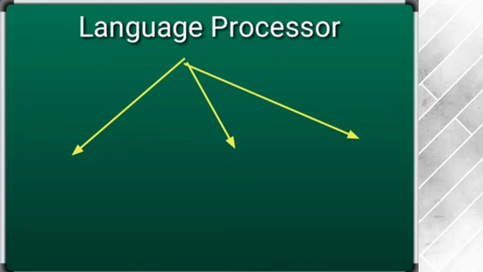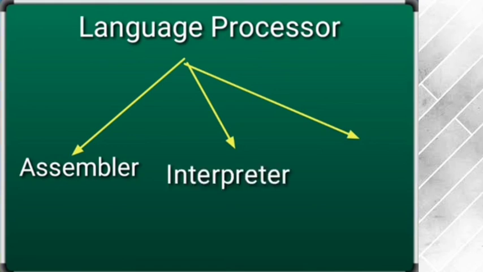The first language processor is the assembler. It converts the assembly level language to the machine level language, or you can say binary level language. The second one is the interpreter, and the third one is the compiler. The interpreter converts the high level language to low level language, but it does it line by line. However, the compiler also does the same thing, converting the high level language to low level language, but it does it in one go.